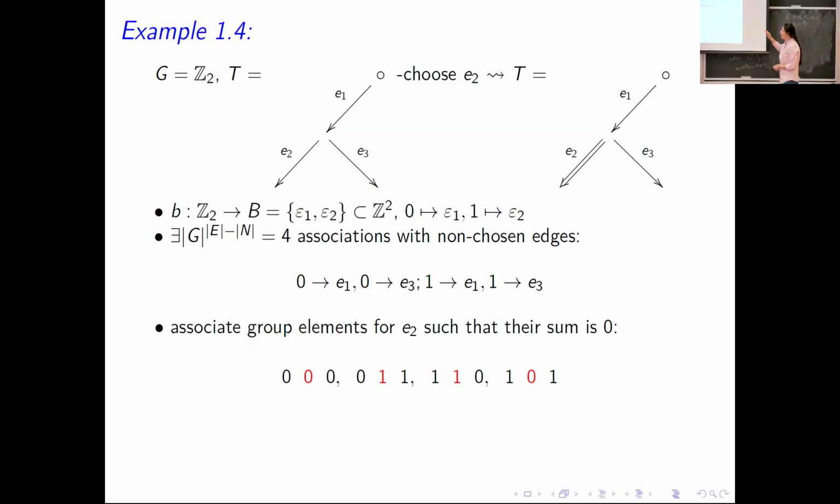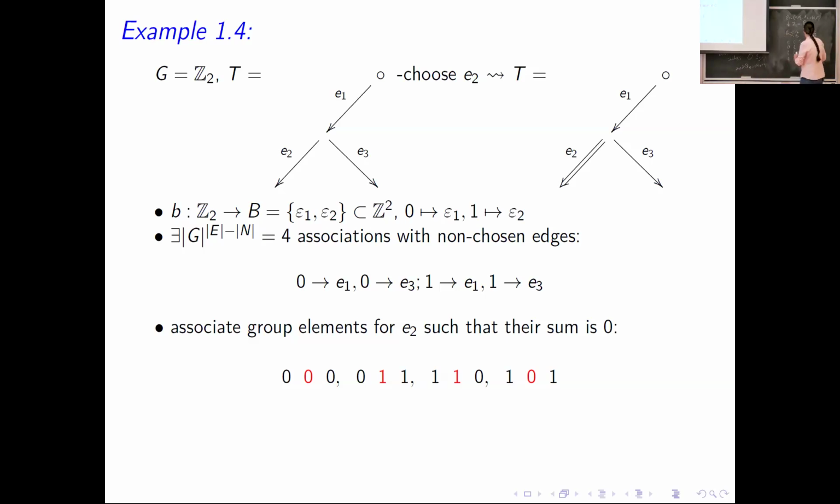And I make all the associations that I can make with the non-chosen edges. The non-chosen edges are E1 and E3. And I can have 0 go in E1 or E3, or 1 can go to E1 and E3. I have to fulfill the condition to get a group-based flow such that the sum should be 0 in the group Z2. So here I'm forced to put 0, here I'm forced to put 1, here I'm forced to put 1, here I'm forced to put 0.